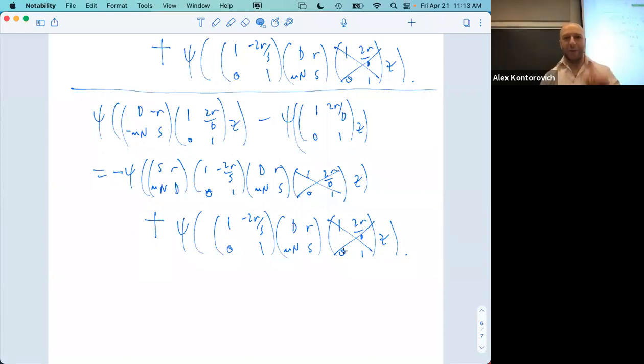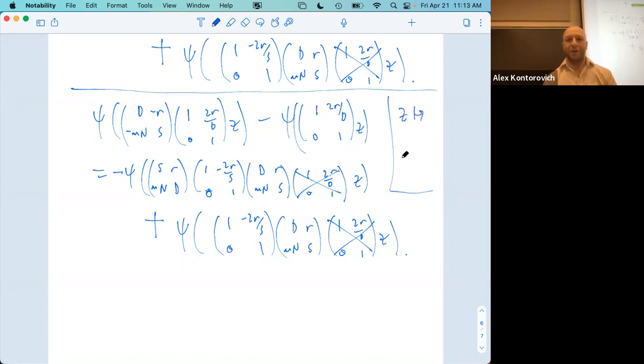Good. I'm happy. And now let me tell you why. I'm going to make a change of variables and get rid of this 2R over D. Now that you group these together, this thing isn't here, right? These two formulas are equal. I'm going to make another change of variables.